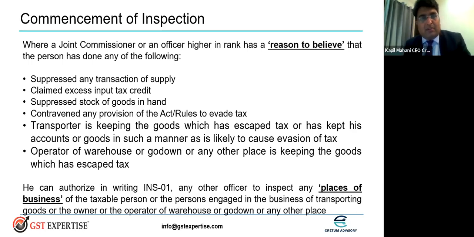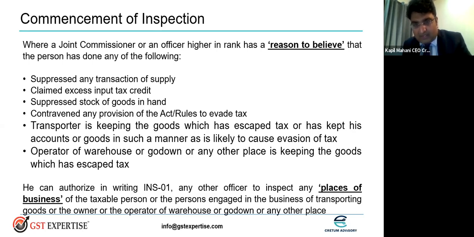Where a joint commissioner or an officer higher in rank has a reason to believe that a person has done any of the following: suppressed any transaction of supply, or claimed excess input tax credit, or suppressed stock of goods in hand, or contravened any of the provisions of the Act to evade the tax, then in these circumstances, he can authorize in writing any other officer to inspect any place of business.